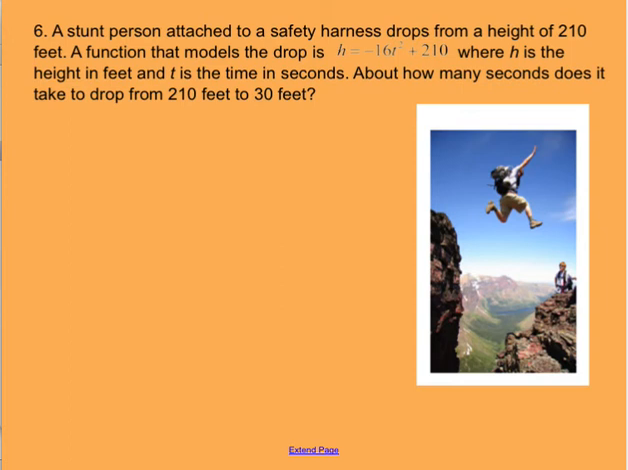Next, let's go ahead and take a look at this one. So we're talking about a stunt person dropping from a height of 210 feet. They give us a quadratic that models their motion. H is the height in feet, T is the time in seconds. How many seconds does it take to get to 30 feet? Well, here's the thing though, our H is going to be 30. So we're going to plug in 30 for our H. So we get 30 is equal to negative 16t squared plus 210.